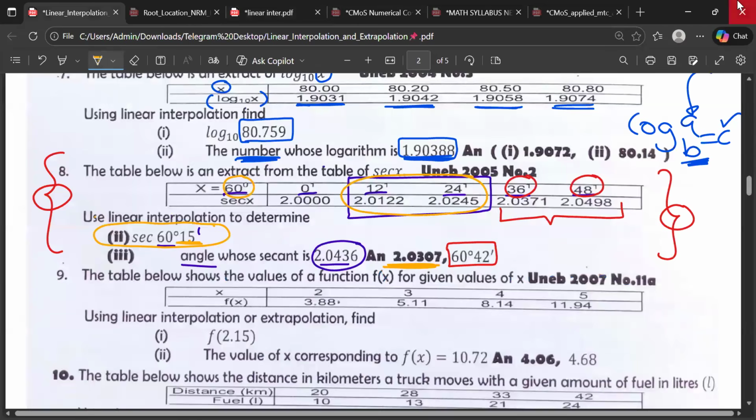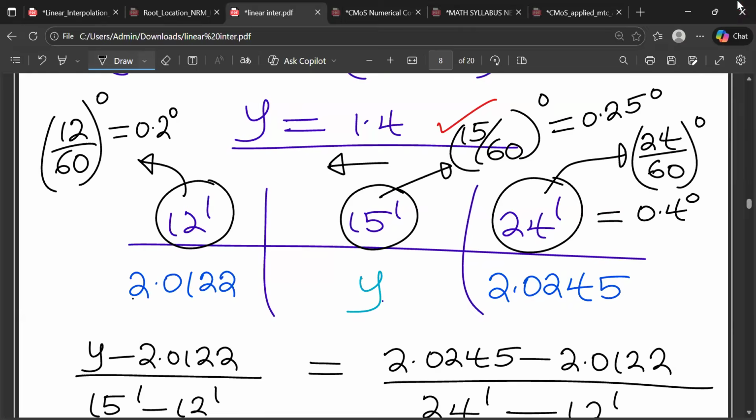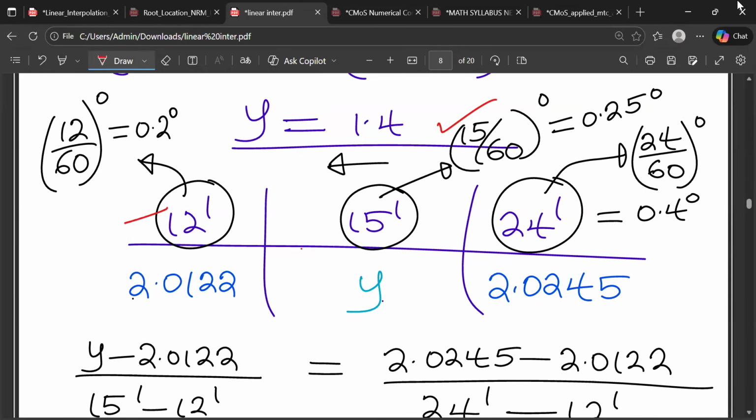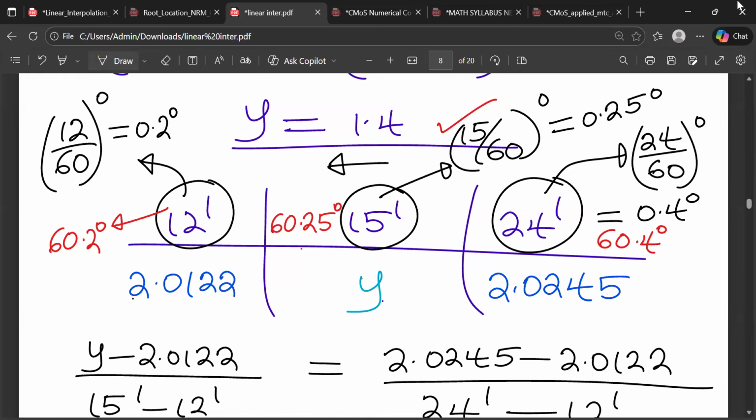When you go back to the question, we have this angle of 60, which is a constant. You get? That angle of 60 is a constant. That means 60 degrees and 12 minutes is the same as what? 60.2 degrees. I taught you how to convert. Then this one will be 60.25 degrees. Then this one will be 60.4 degrees, like that. Yeah, in case you're just using angles.